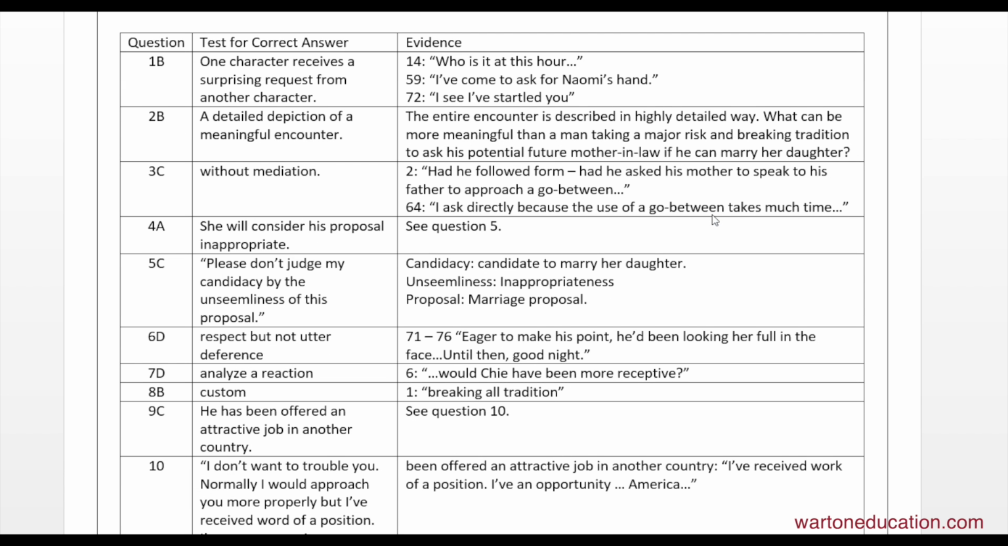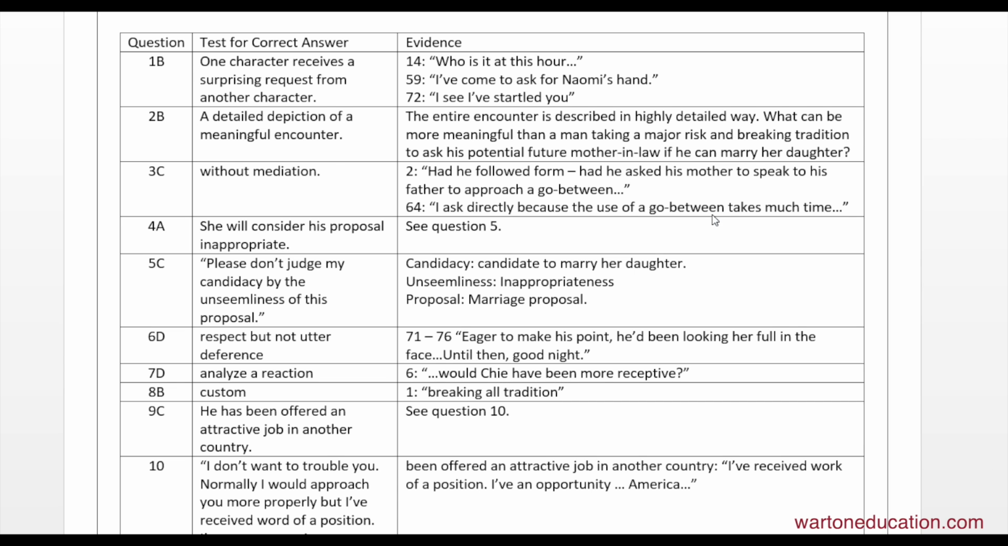3c, without mediation. If you remember, we spent a lot of time on this one and discussed how mediation is having sort of a middleman, an intermediary, and he hadn't done that. He went and did it face to face. I went into a lot of detail in that one, so I don't think I'm going to talk about this one.